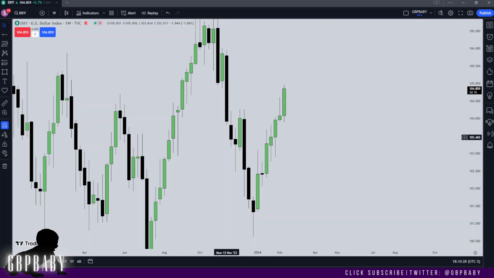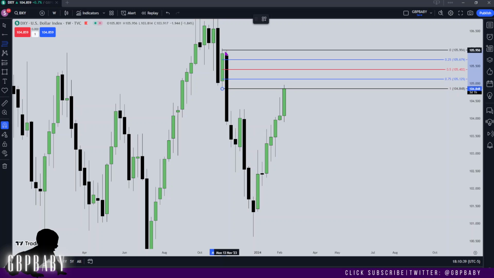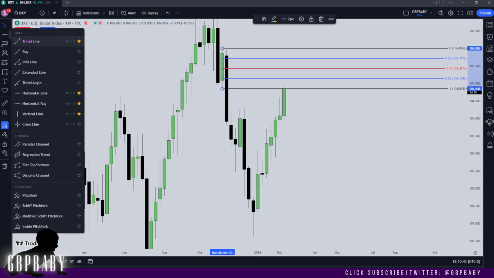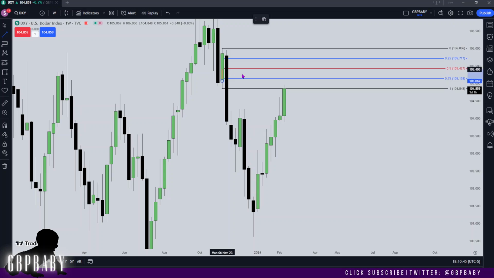So we're going to start on the weekly on Dixie, and you can see we've finally had a nice expansion to the upside just as anticipated, and we're working our way into this bearish order block on the weekly. What I'm going to do is delineate the midpoint of this order block. The reason I'm doing that is because that is what we call mean threshold, and the reason I'm marking it out is so that we have a target for price.